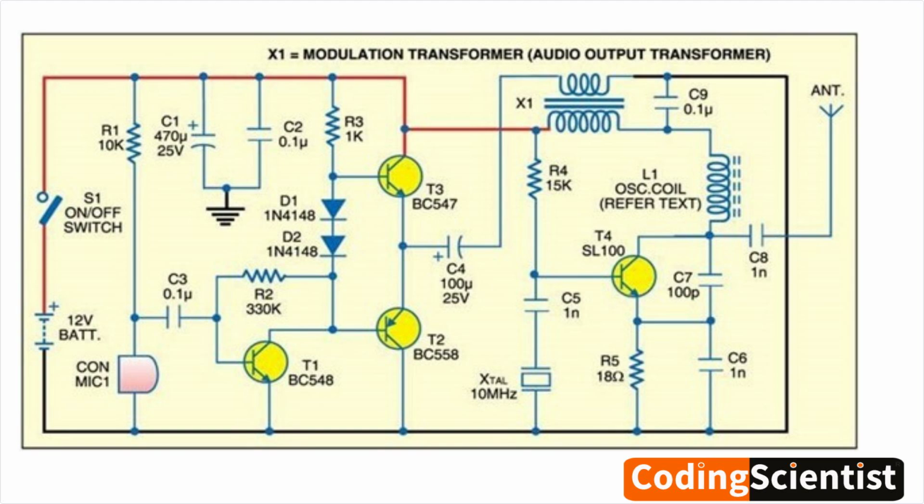R1, R2, R3, R4, R5. These resistors are used for biasing the transistors, providing feedback, and limiting current. D1, D2. These diodes are used for voltage regulation and protection. S1, on-off switch. This switch turns the transmitter on and off. 12V battery. This provides the power supply for the circuit.